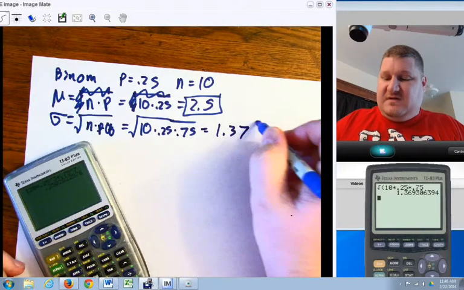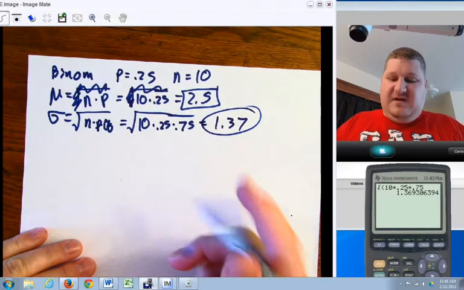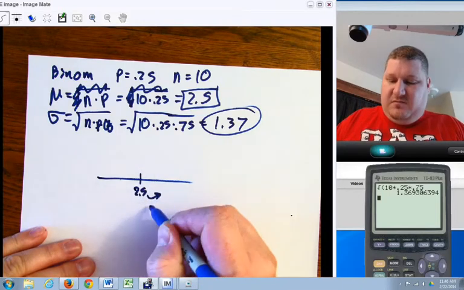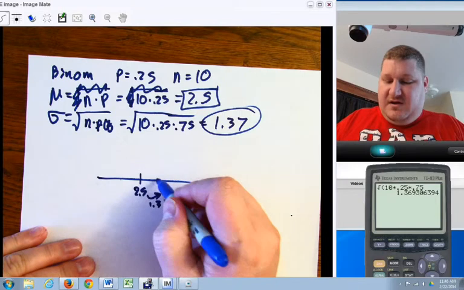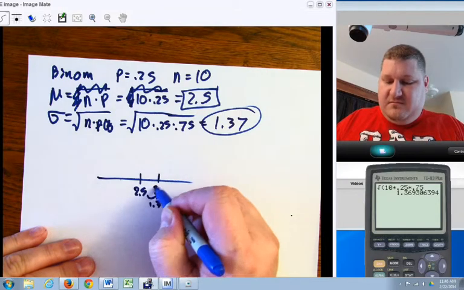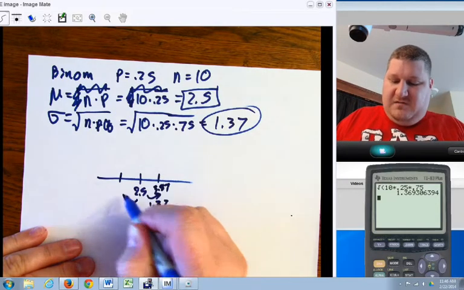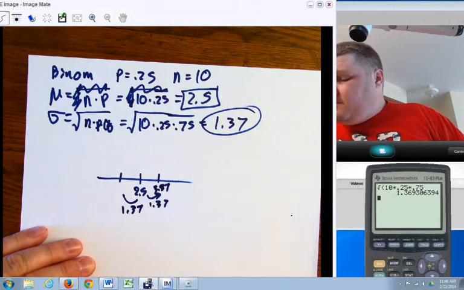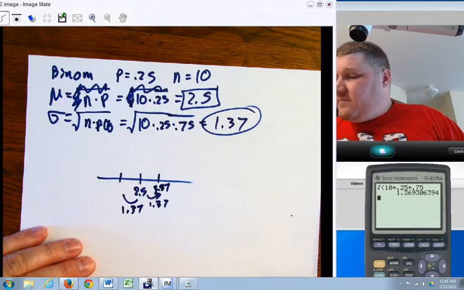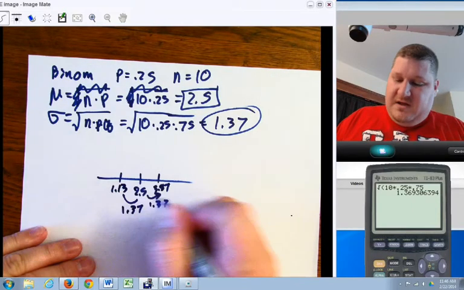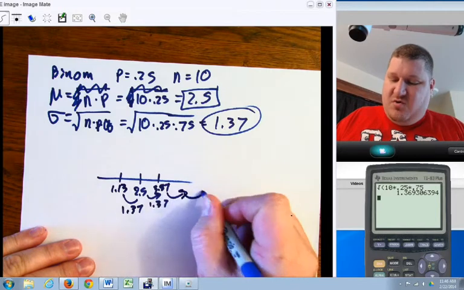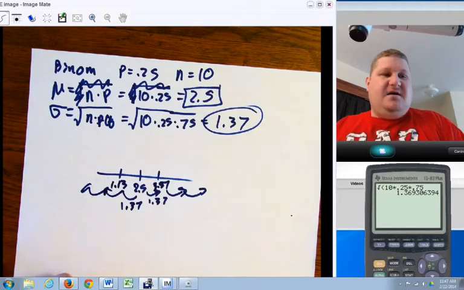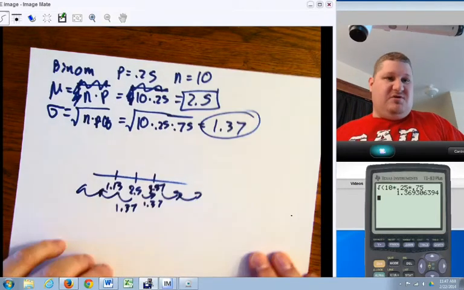1.37. And again, if needed, you could set it up with a 2.5, plus 1.37, that's 3.87. Minus 1.37, that's going to be 1.13, and then you could keep going twice more to give you an idea for the empirical rule. So that's the idea for binomial. I'll come back. We'll do a discrete probability in the next video.